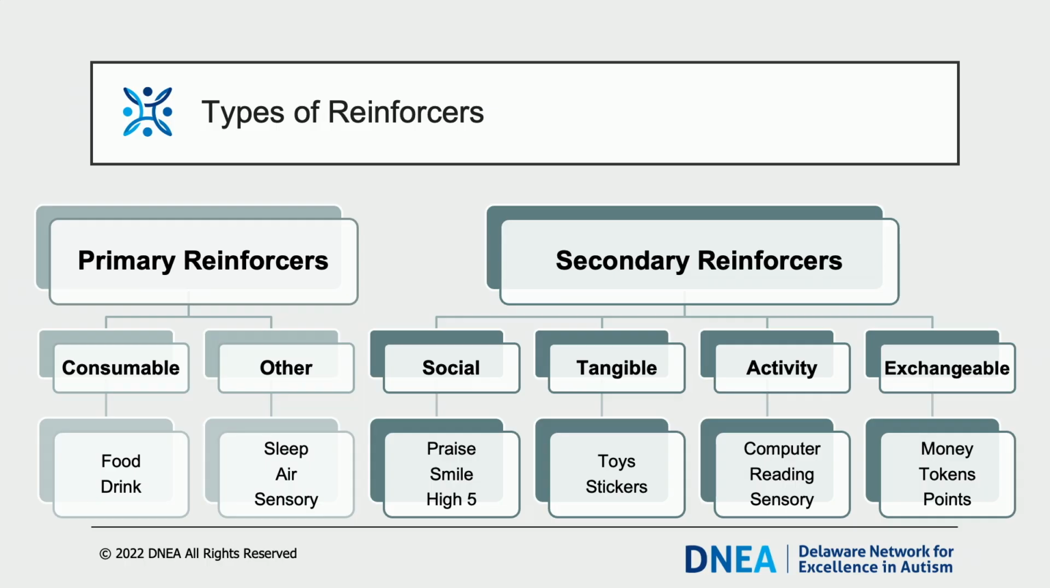Secondary reinforcers, also referred to as conditioned, include social, tangible, activity, and exchangeable. This could include praise, toys, computer time, and tokens. When talking about sensory reinforcers as an activity, these are things like sensory rooms or activities that students really like but are not biologically necessary. When we say exchangeable, these are reinforcers that can be used to buy other primary or secondary reinforcers. So they really function as reinforcers through their association with other types.